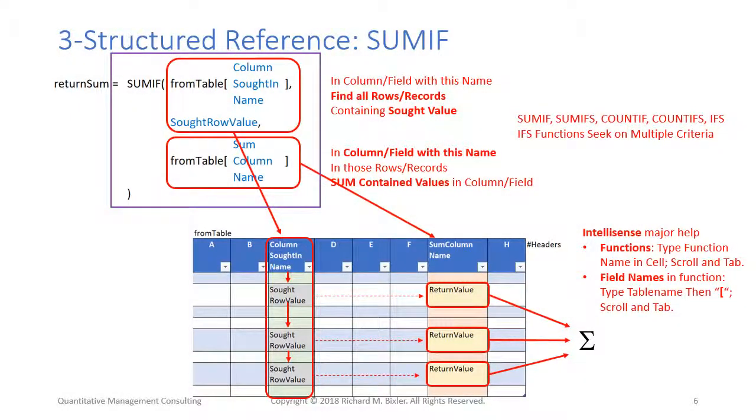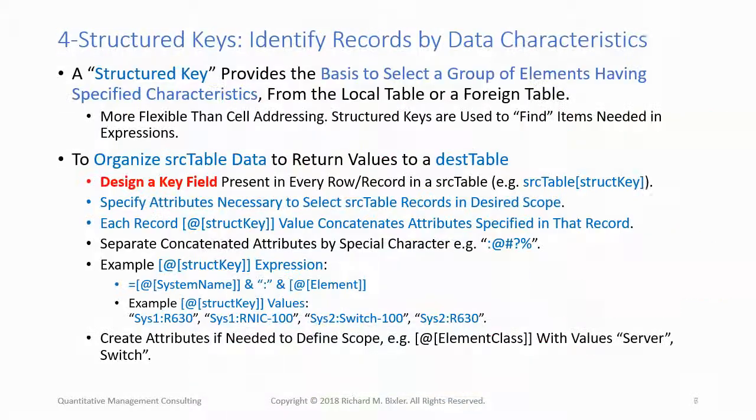SUMIF looks across the headers row in from table to find a field named by the sum column name parameter. When the column name is found, SUMIF adds up the values in that column from rows matching the sought row value criterion. Other IF functions can also be used to aggregate values with similar criteria searches.